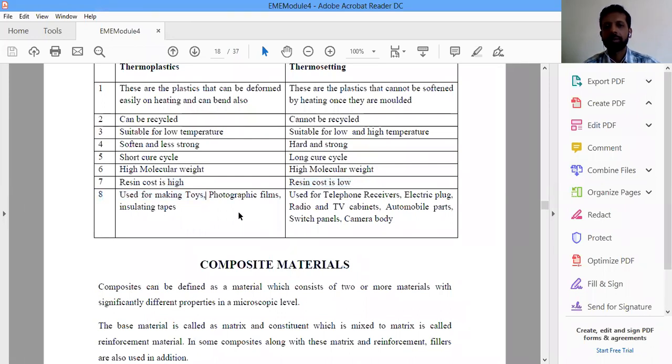So you can write some of the applications for thermoplastics and thermosets. Okay, we'll stop here for today and continue with composite materials in the next class.